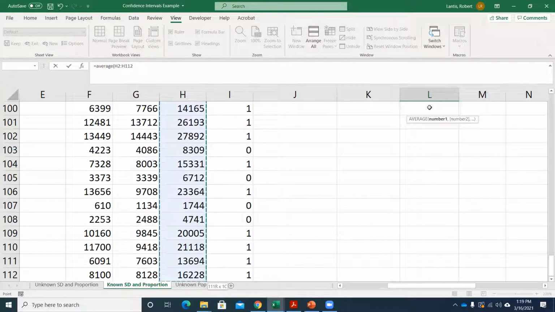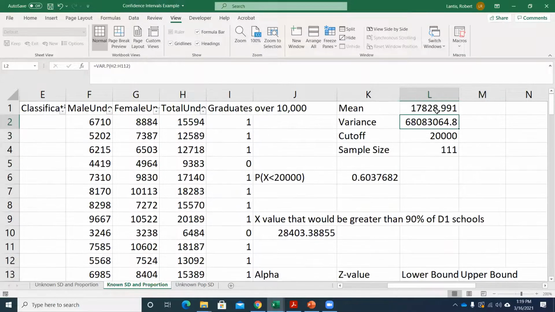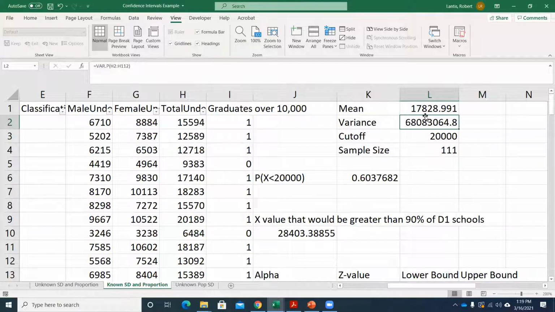I can select that variable and I've got my sample mean. Now it's a very large sample, right? I don't have every school in this data set, but I have a lot of them. So we could find the sample size. This is something we've already done too.